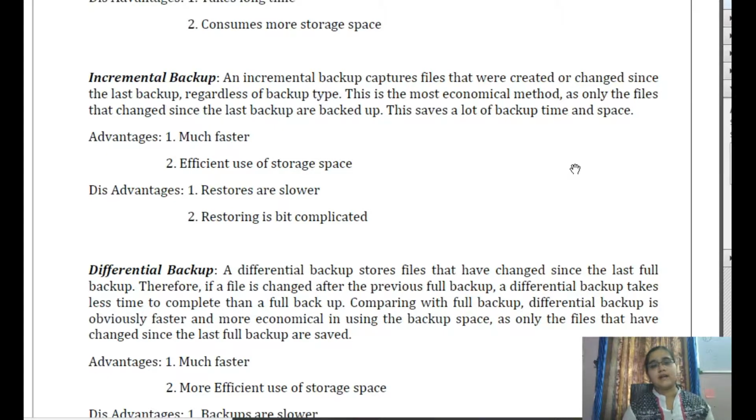It will not take the entire data to be backed up again. This saves a lot of memory space also, and it is with a faster rate, good speed. So what are the advantages? Much faster, efficient use of storage space.